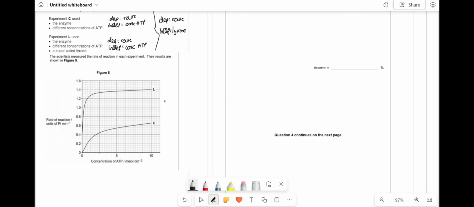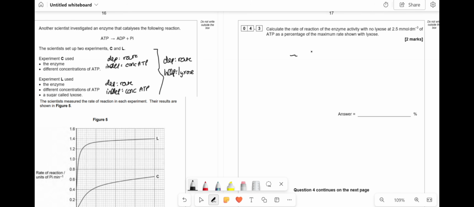So it says, the scientists measure the rate of reaction between each experiment. The results are shown in figure 5. So again, just have a quick look at what's happening line by line. So line L, the rate of reaction increases with time until about 1 point something, 2 something, or 3 something, and then it starts to level off and it becomes constant. Whereas in C, it increases a little slower, less steeply, and levels off at a lower point than L, right? And then compare the two of them. So at the start, this one's increasing faster. The rate of reaction is increasing quicker in a higher concentration of ATP, whereas here it's increasing more slowly, and this levels off at a higher point, and this levels off at a lower point. So just quickly mentally skim out what's happening there.